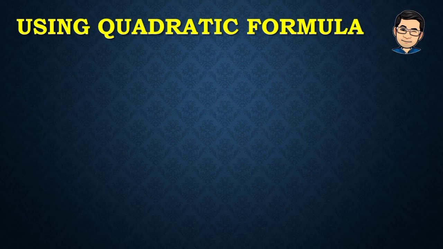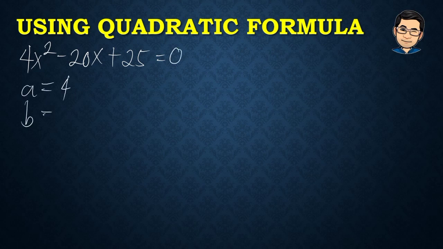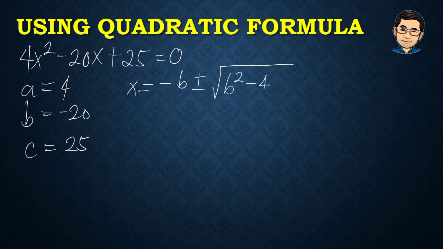So, again, rewrite natin yung given equation, 4x squared minus 20x plus 25 is equal to 0. So, now, what is a? Again, 4. B is equal to negative 20, and then c is equal to 25. Now, the quadratic formula, x is equal to negative b plus minus the square root of b squared minus 4ac all over 2a. Okay. So, since kanina meron na tayong value na b squared minus 4ac na 0, so pwede na nating i-direkta yung pagsasubstitute.